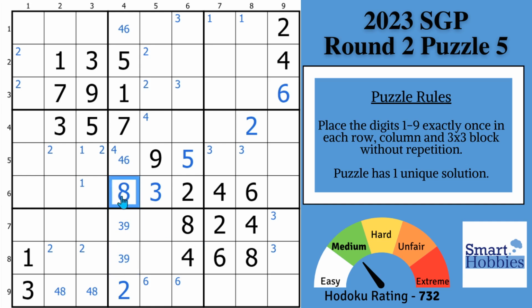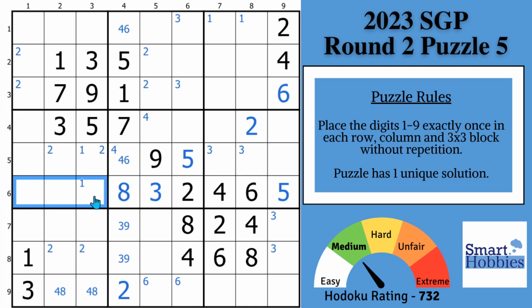Putting the 8 there is huge, because now you might notice with these 5s, the 5's restricted to this cell in block 6, and then you have only 3 digits remaining in row 6, and they're also in block 4. And so you have a 2, 3, 4, 5, a 6, and an 8. We need a 1, 7, and a 9.